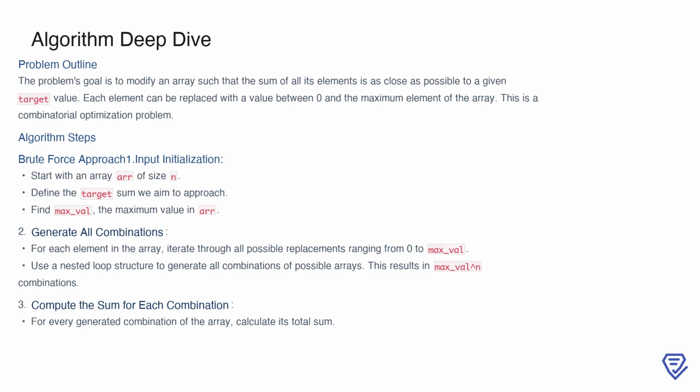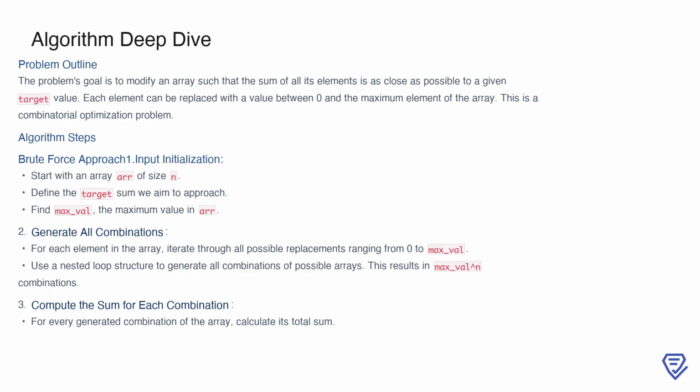The brute force approach to solve this problem begins by initializing the input values: the array, the target, and the maximum value in the array. Then, we generate all possible combinations of the array by iterating through replacements for each element, ranging from 0 to the maximum value. With a nested loop structure, we end up generating a total of max_val raised to the power of n combinations, where n is the size of the array.